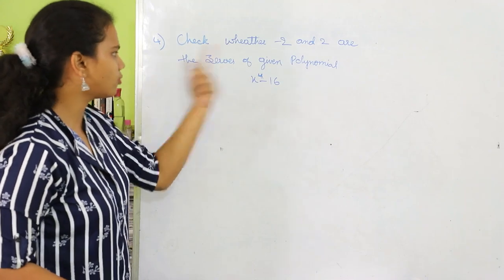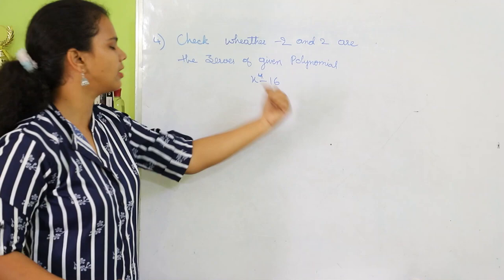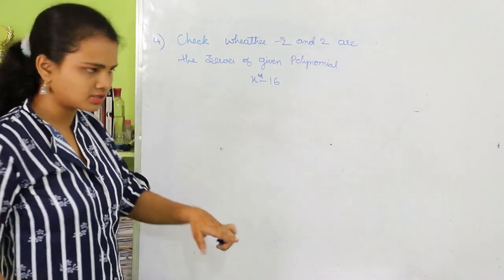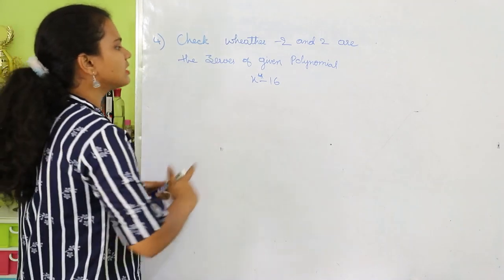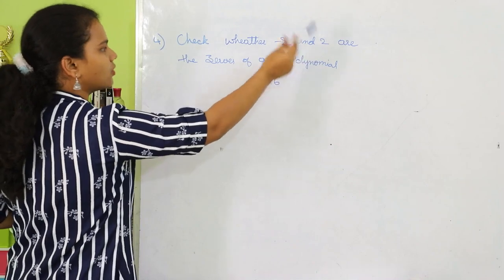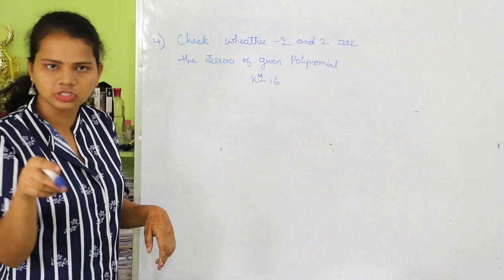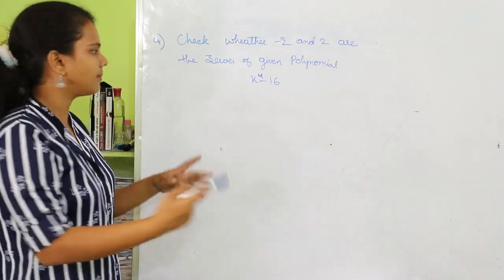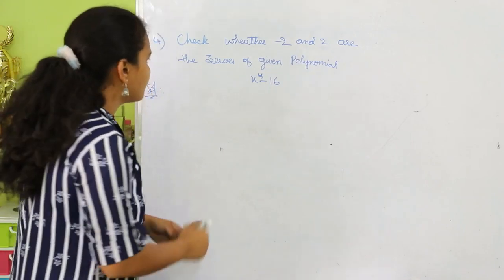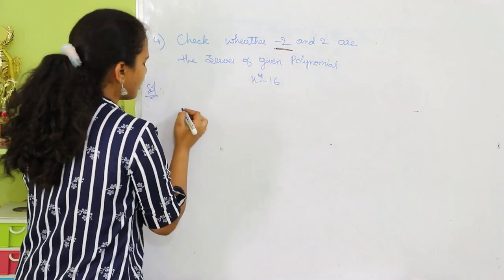To check whether minus 2 and 2 are zeros of the given polynomial or not, what you do is just substitute the value in the place of x. So substitute the given values over here, where the given values are minus 2 and 2. At the place of x, place minus 2, where minus 2 whole power 4. Let's first check with minus 2, okay?